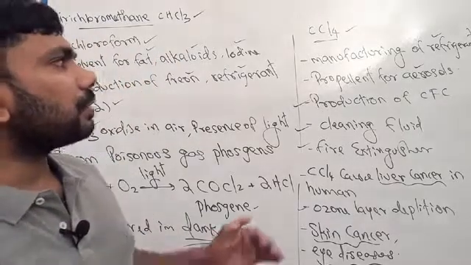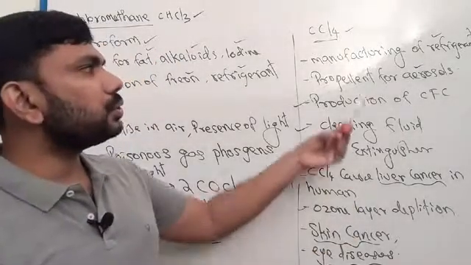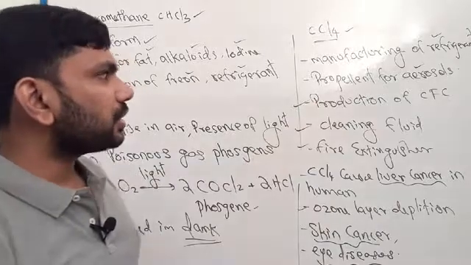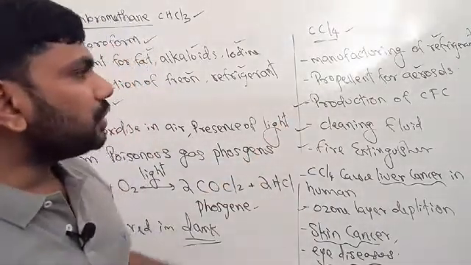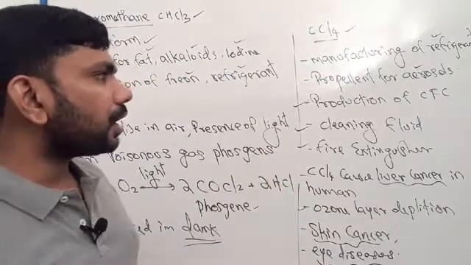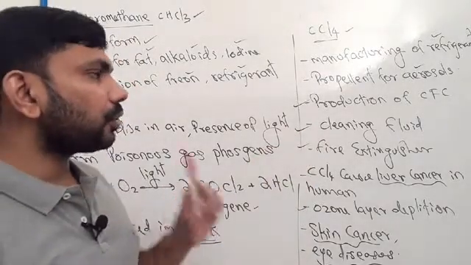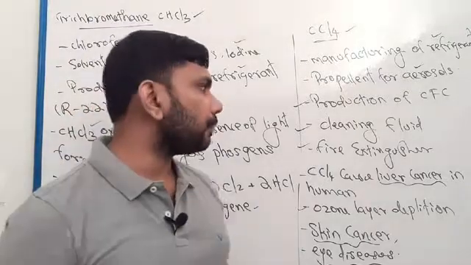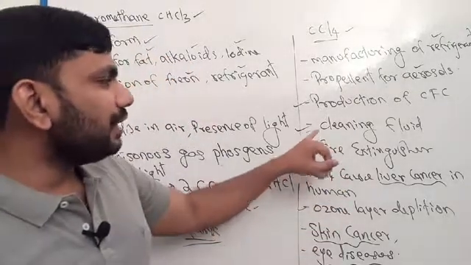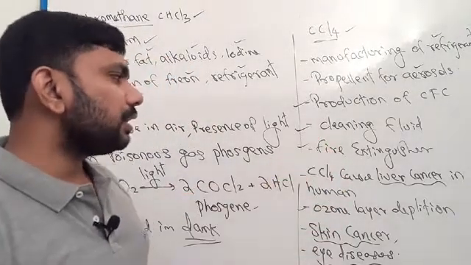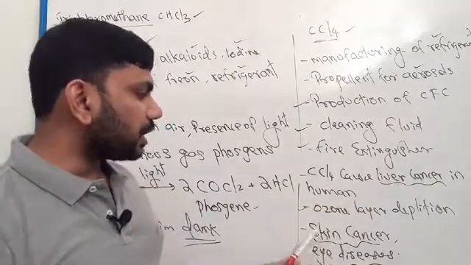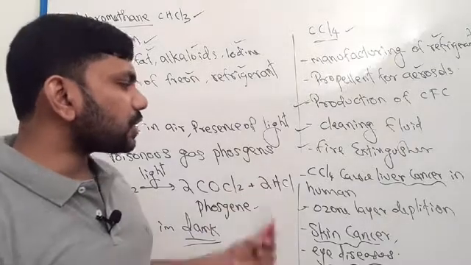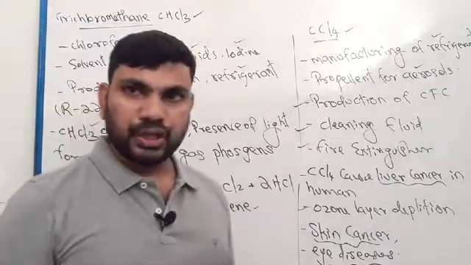So carbon tetrachloride is used to make refrigerant, as a propellant for aerosol, and to make chlorofluorocarbon, CFC. Also it is used as cleaning fluid and fire extinguisher. It is harmful for human beings: liver cancer, skin cancer, eye diseases. It also causes ozone layer depletion.